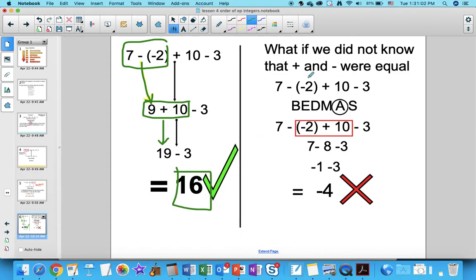Now, what if we didn't know that the plus and minuses were not equal? What if we didn't know that? Well, let's do this. Negative 2 plus 10. Okay, well now we have 8. 7 minus 8 is negative 1. And then minus negative 1 minus 3 is negative 4. We get a different answer.